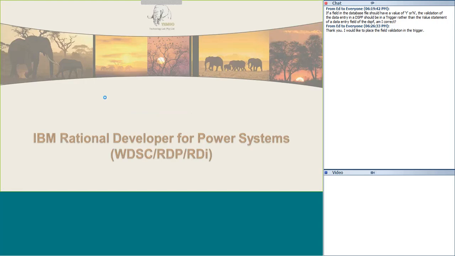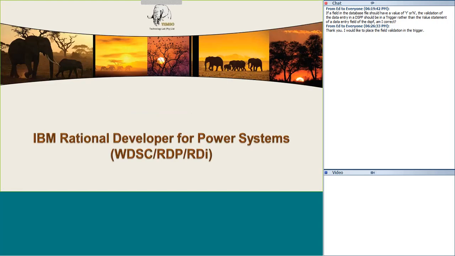IBM Rational Developer for Power Systems. Now, I'm fanatic about RPG. I'm fanatic about the database. And I'm completely and utterly fanatical about RDI. This is probably the best thing that IBM has ever done for application developers since they invented DB2. It's a client tool that gives you an interactive development environment that is so powerful.